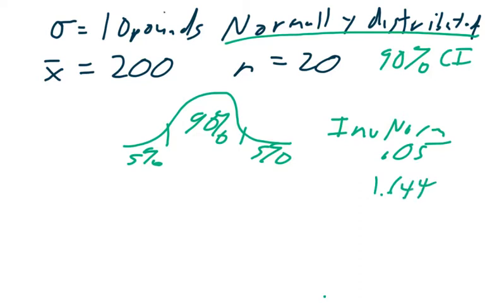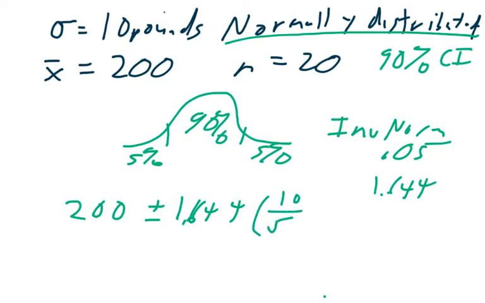So I have my average of 200 plus or minus 1.644 times 10 over the square root of 20. On the low end, the average weight would have been 196.3 pounds, and on the upper end, we would have gotten an average of 203.7 pounds.